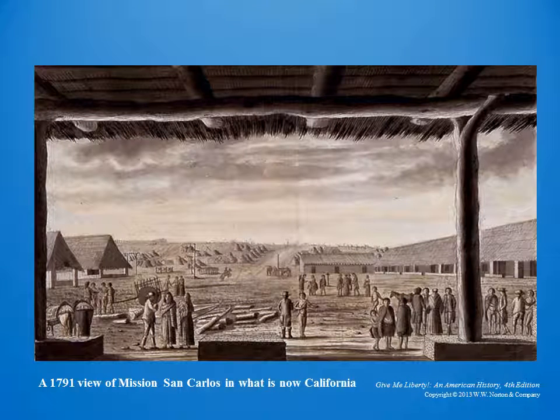This is a 1791 view of the mission of San Carlos, in what is now California. It shows the Indian community and a corral in the background, while missionaries and Spanish explorers greet one another in the foreground.